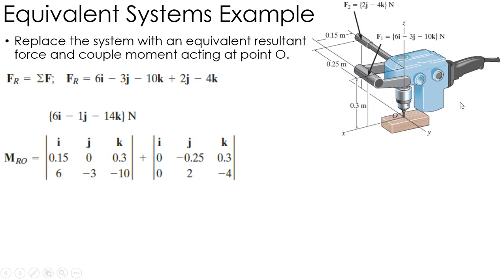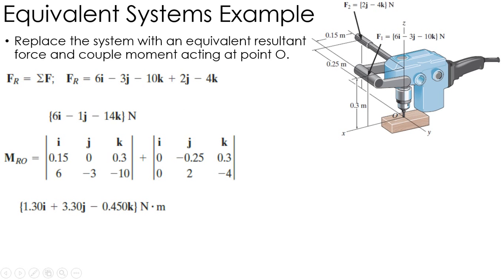The other would be going from point O to force 2. To do that, I go in the negative y direction, 0.25, and then up in the z direction, 0.3. So negative 0.25j plus 0.3k. That's my r vector from O to force 2. So I cross that with force 2, which is 2j minus 4k. Okay. So I take those two r cross F's, add them together to get my resultant moment.